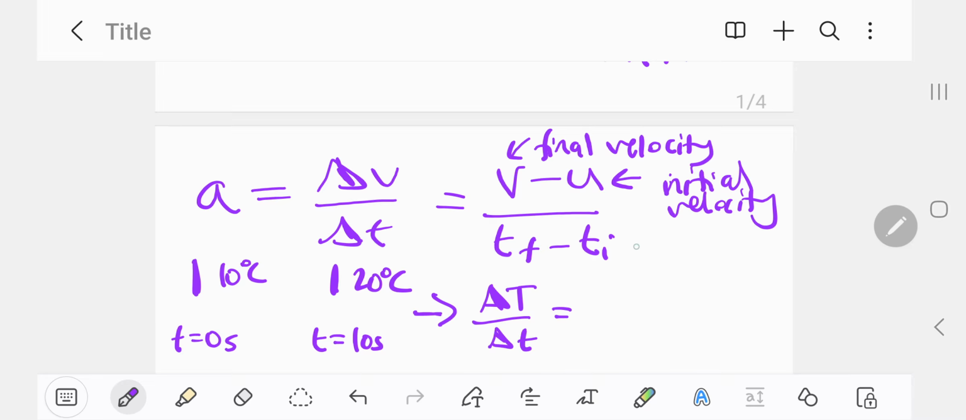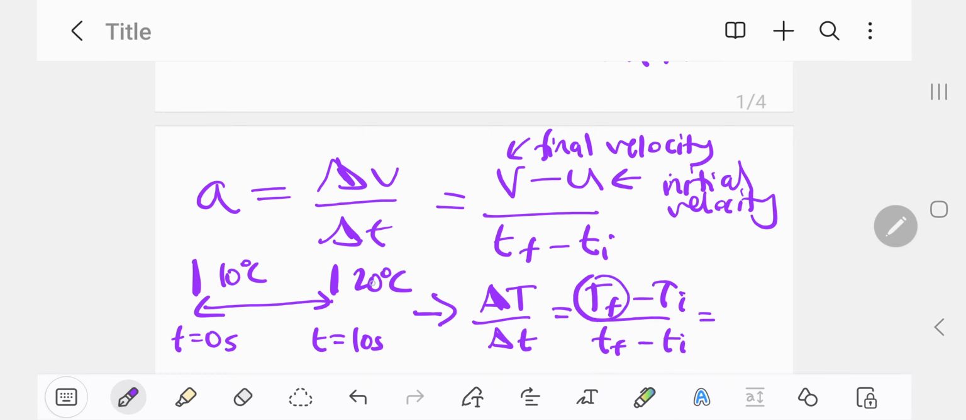Here's how you work it out. To work out the change in temperature, you have to subtract, right? Final minus initial. So it's T sub F minus T sub I. T sub F is 20. T sub I is 10.